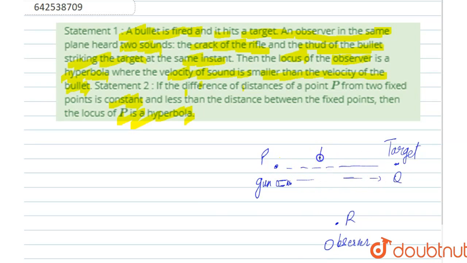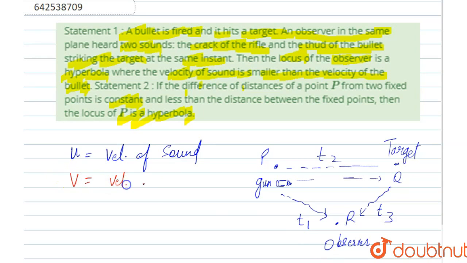We can consider T2 as this time, and T1 as the time at which the observer hears the sound of the gun. When the bullet touches the target, let's say it took T3 time. As we know, let's consider U as the velocity of sound, and V as the velocity of the bullet.